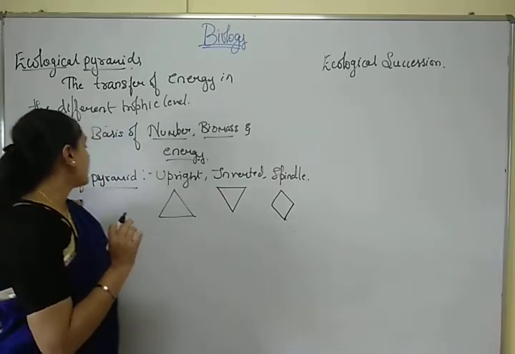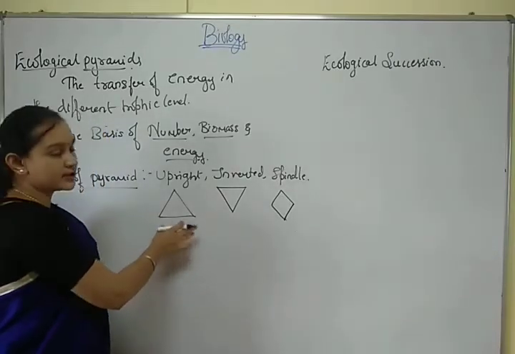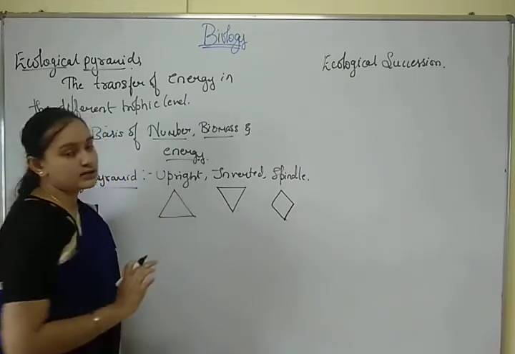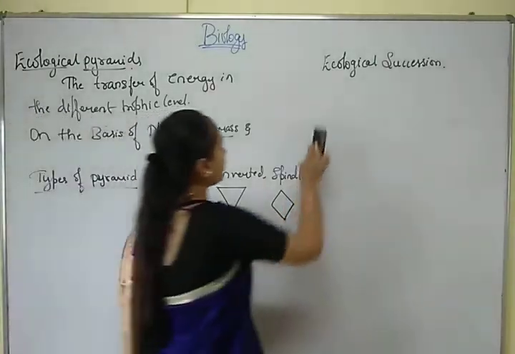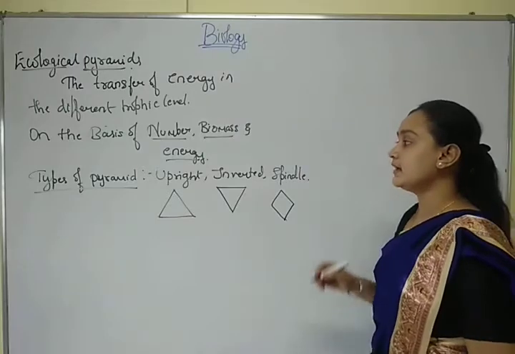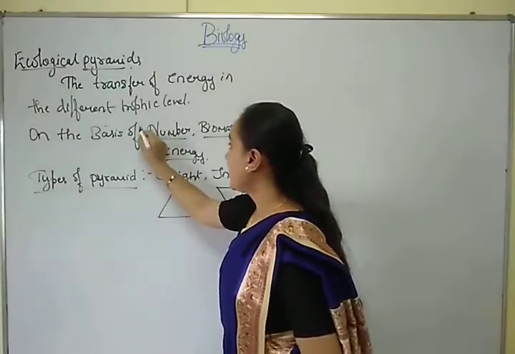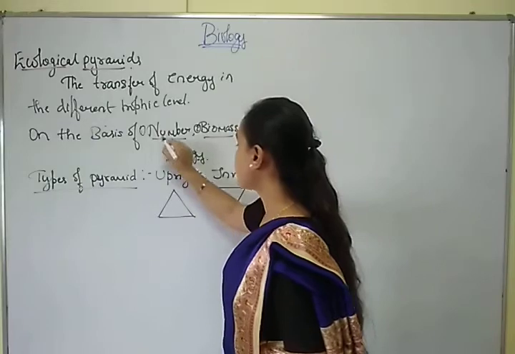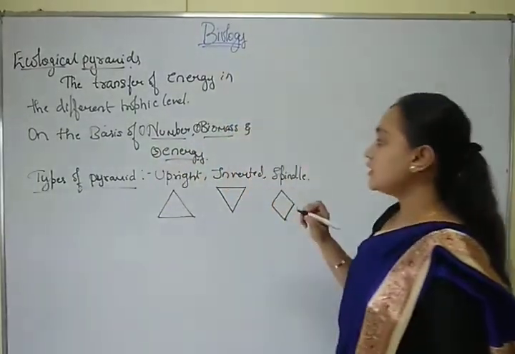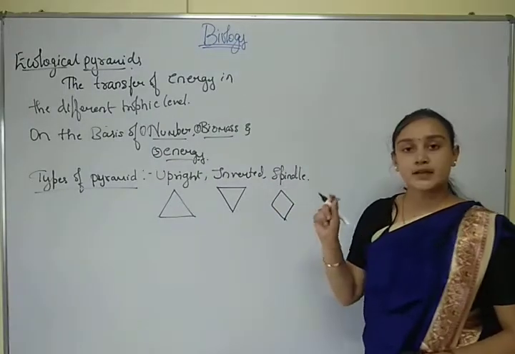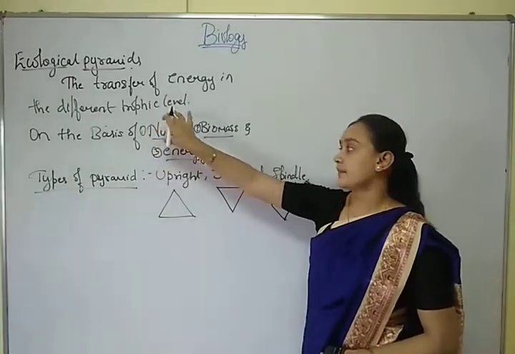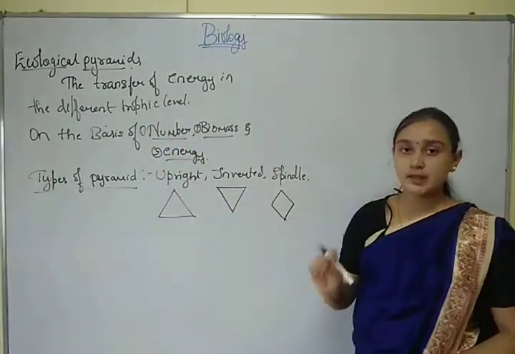Ecological pyramids, so these pyramids have three shapes. One is upright, another is inverted and the third is spindle. Now let's take, in the ecological pyramid, the first one is the pyramid of number, the second one is biomass and the third one is energy. Now let's see, considering the factor of number, how to construct the pyramid here.